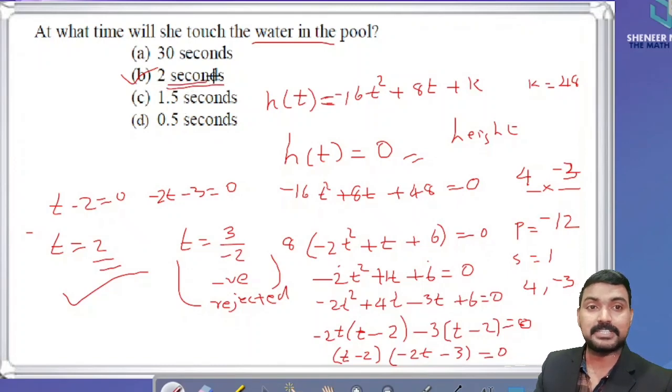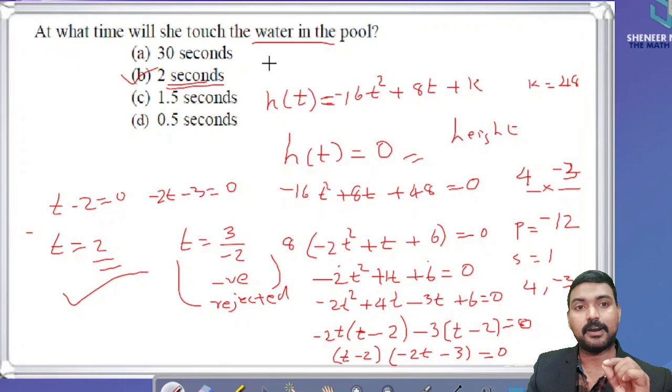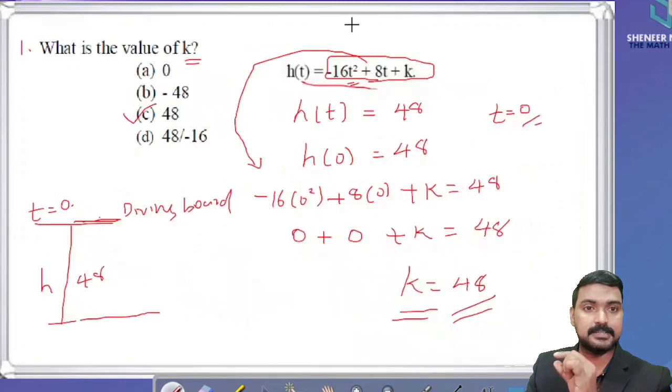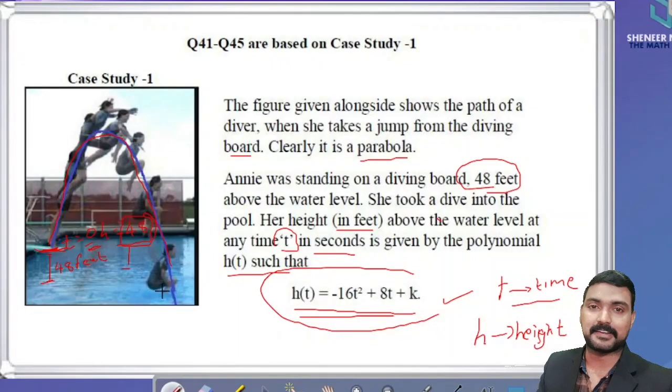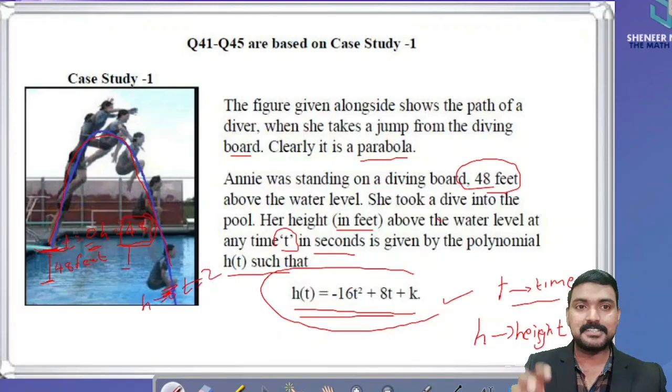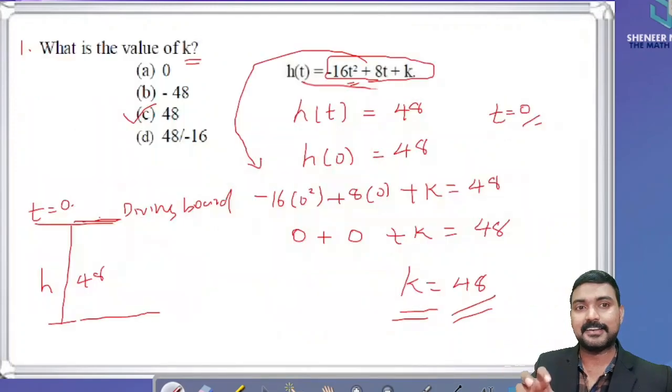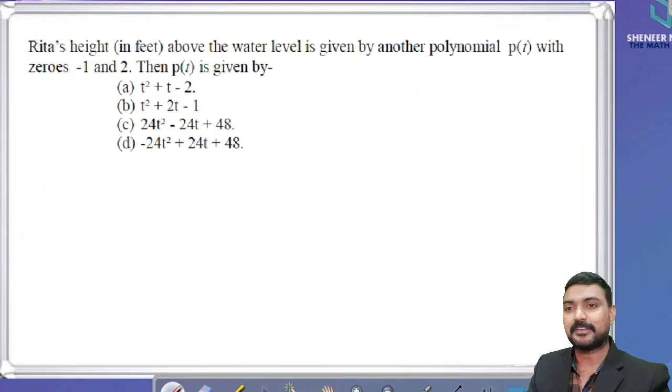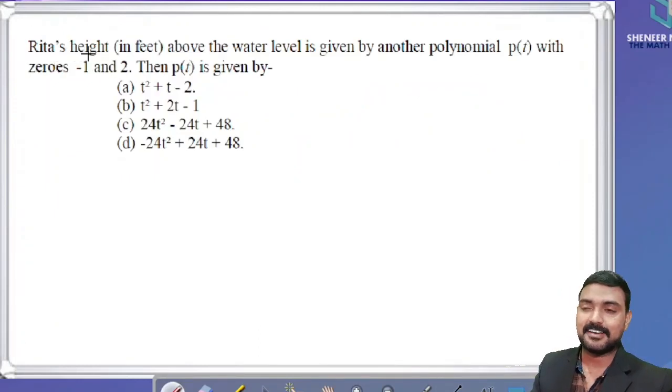So what is the question? At what time will she touch the water? That means the height will become 0 at 2 seconds. That means 2 seconds will be taken. Clear? If any more doubt, please watch this video. You will get a clear idea based on this question. Now we can go to the next question.